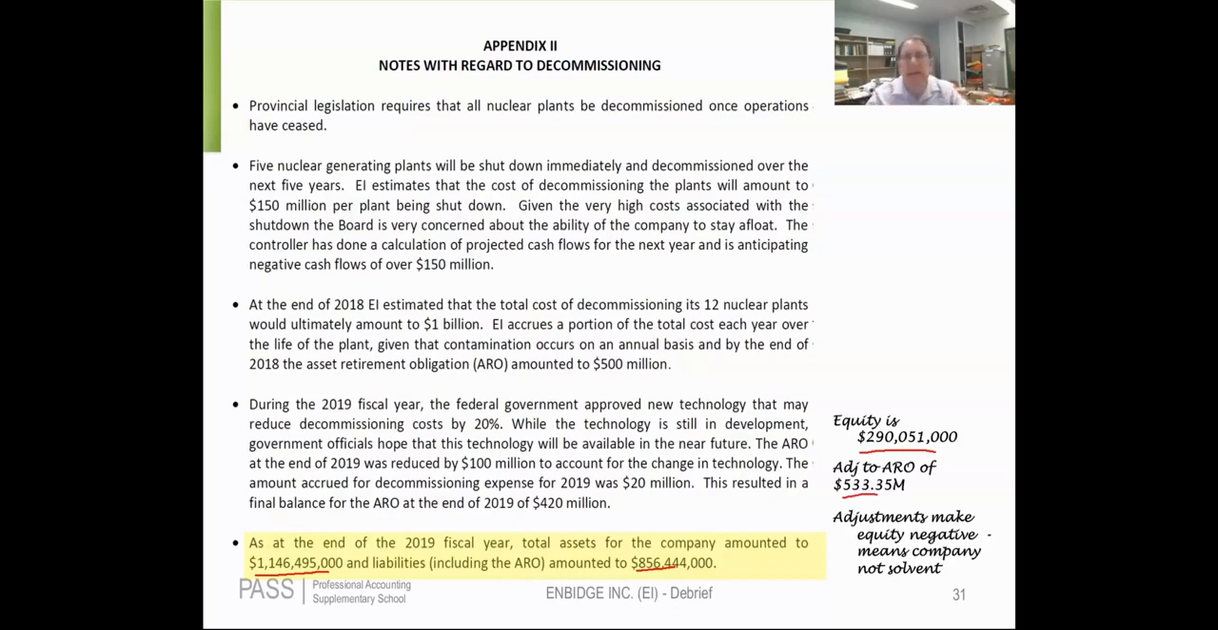Does everybody see that? You literally are wiping out the equity of this company. I know this is a little harder because we put it kind of in a bullet point. But it is right after, by the way, it is on the same appendix that you're dealing with a whole ARO. Any questions, people? Does this make sense?